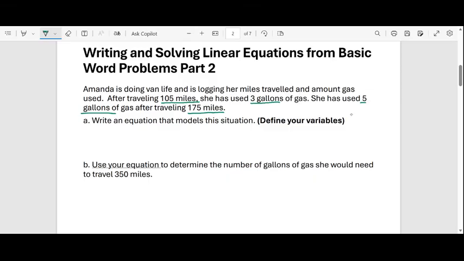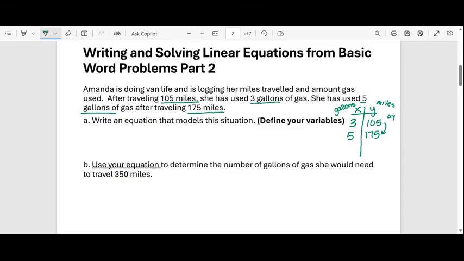And I am going to pick gallons of gas for my X and miles for my Y. So I used 3 gallons of gas to go 105 miles, and then 5 gallons of gas to go 175 miles. So make sure the 105 and 175 are on the same side and the 3 and 5 are on the same side, okay? I'm going to find my change in Y.